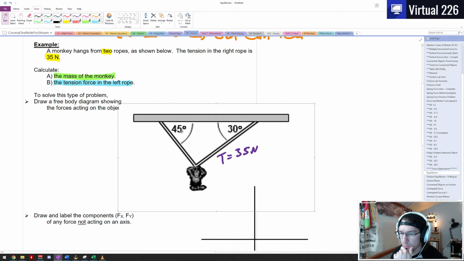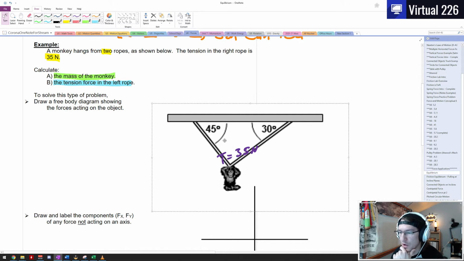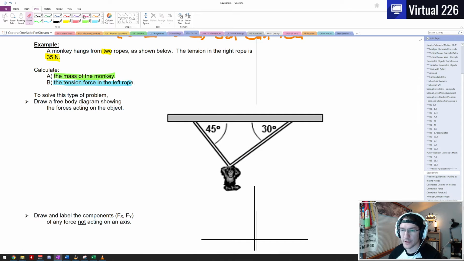So what we'll first do is draw and label a picture for this monkey. The monkey's an object, right? So let's just use an orange for the monkey. Maybe it's an orange orangutan. I don't know. That was a bad pun. But the monkey's got a weight acting on it, right? And we know this weight equals mass times gravity.